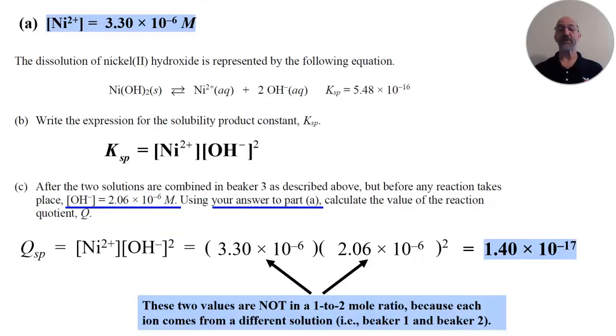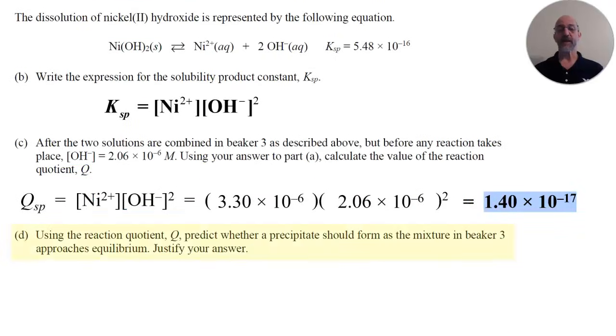Now, in an earlier episode of AP Chemistry Review and Practice, which was episode 21, I had talked about topic 7.7, which involves a Q versus K comparison. So we are about to do a Q versus K comparison as we move from part C of this question to part D. Let's take a look at part D. It says, using the reaction quotient Q, which we have in part C, predict whether a precipitate should form as the mixture in beaker 3 approaches equilibrium. Justify your answer. Now that justification will be, is Q larger or smaller than K? That's going to be part of our justification in part D.